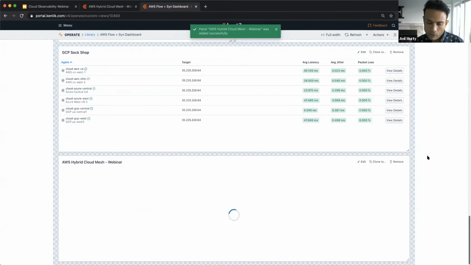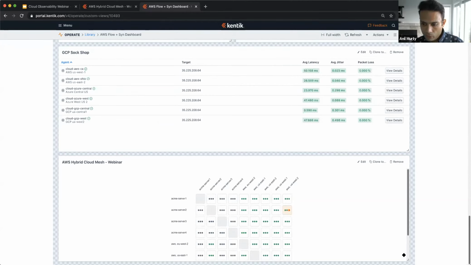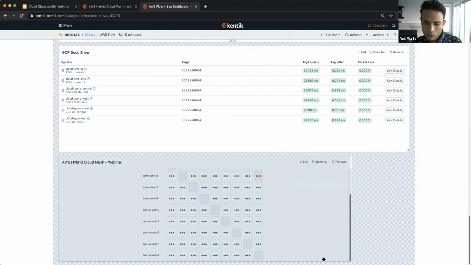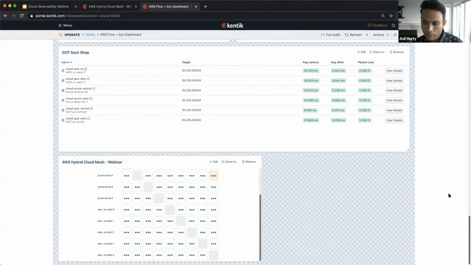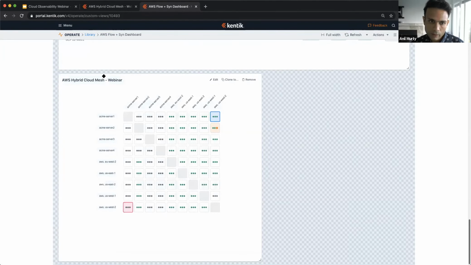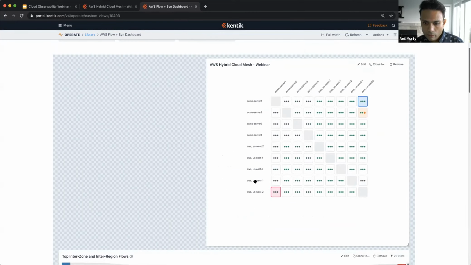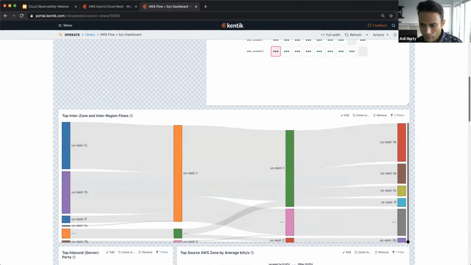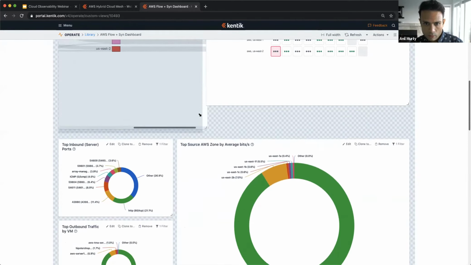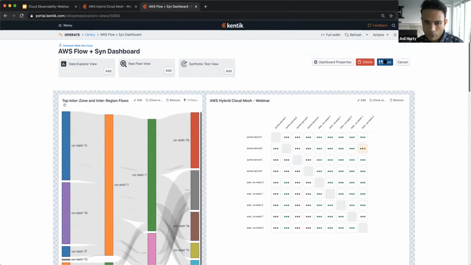Now it's going to add that mesh that I created a couple of minutes ago to this same dashboard. I want to look at this in the context of the Sankey diagram up top that was showing me the traffic. So I'm going to move this up there so it's alongside that, put this here, and resize it a little bit. Now we have this view, and I'm going to hit save.